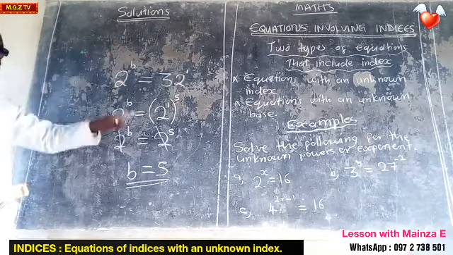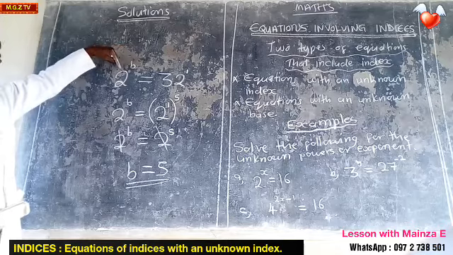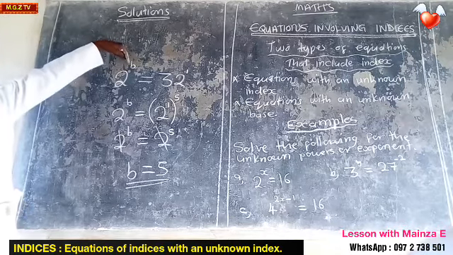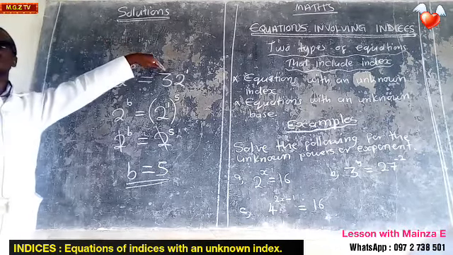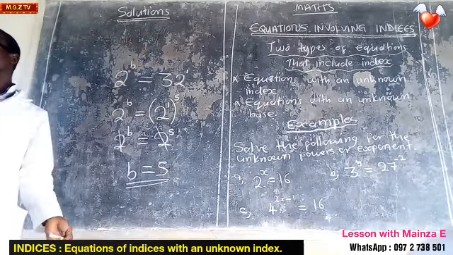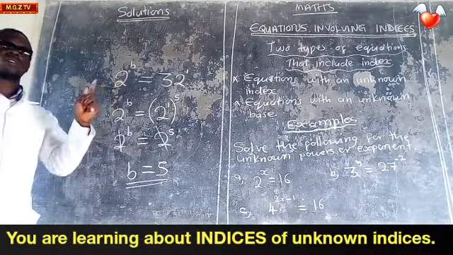Meaning if we put 5 there, it will be 2 to the power 5. That means we multiply 2 by itself 5 times, and the result is 32. So this is how we do that question.